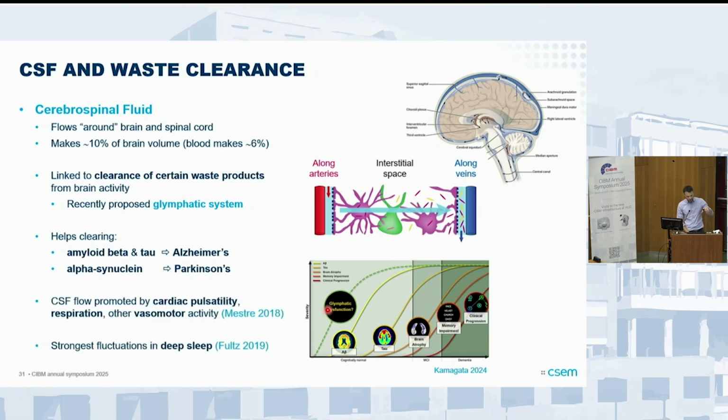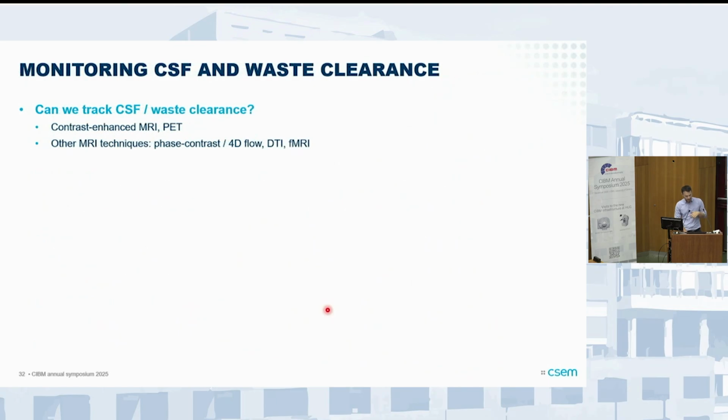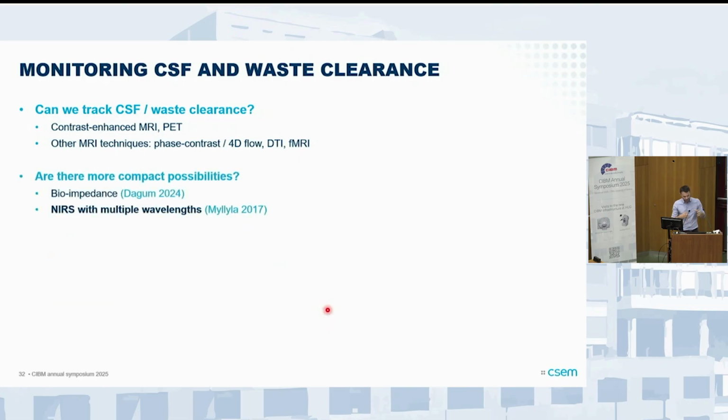CSF flow seems to be promoted by the pulsatility of the heart, of the arteries, by respiration and other vasomotor activities. Now the question is, can we track this in a compact way? There is still ongoing research on developing methods to measure this, and they're particularly relying on MRI or PET, so techniques that are heavy and lab-based. But there are some methods that have been proposed that are much more compact and can be made almost towards a wearable type of device.